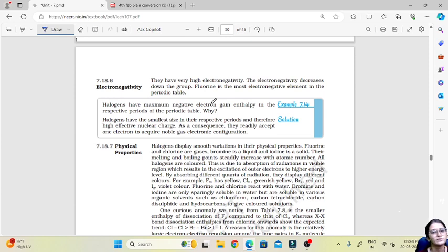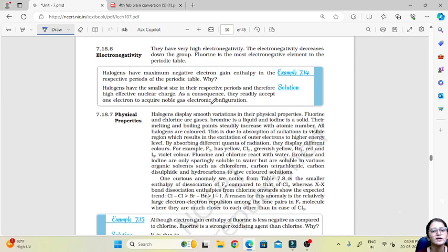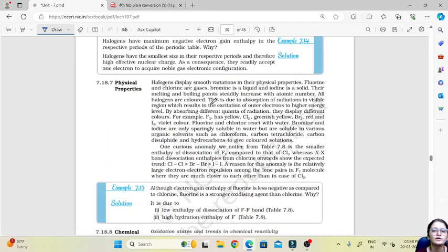Electronegativity decreases down the group. Fluorine is the most electronegative element in the periodic table. Then talking about their physical properties, fluorine and chlorine are basically gases. Bromine is a liquid and iodine is a solid. Then their colors: fluorine is yellow, chlorine greenish yellow, bromine red, and iodine is violet in color.